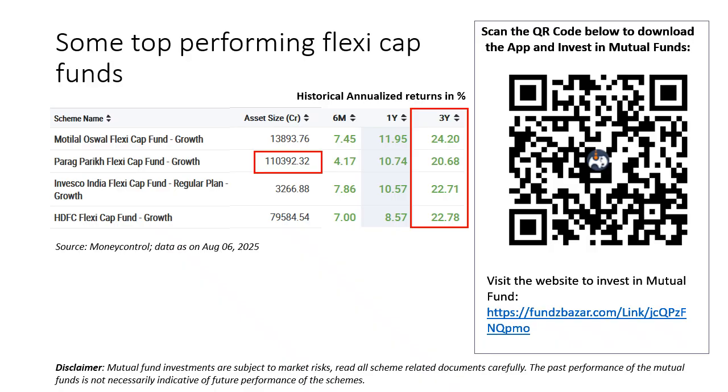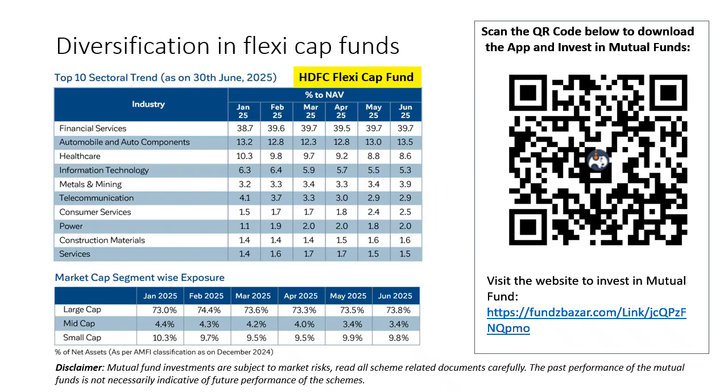Note that this data is as of August 6, 2025. The AUM numbers obviously change on a daily basis. So these are some of the top performing FlexiCap funds. Now let us look at what I mean by diversification in FlexiCap funds.